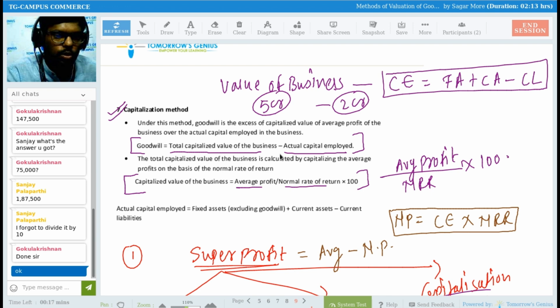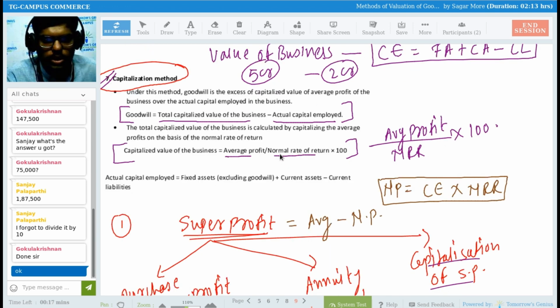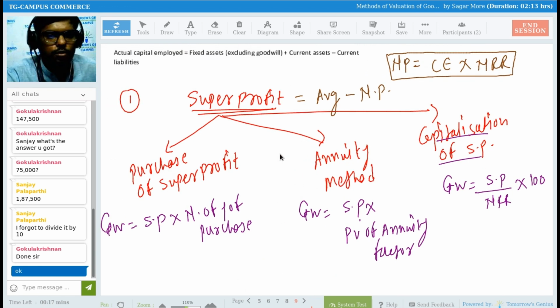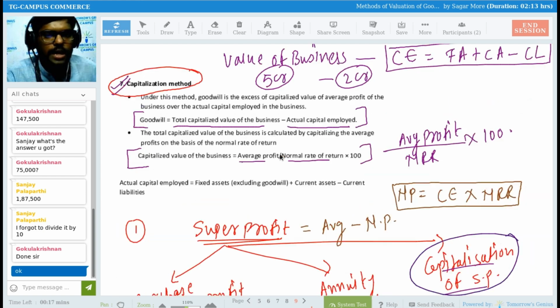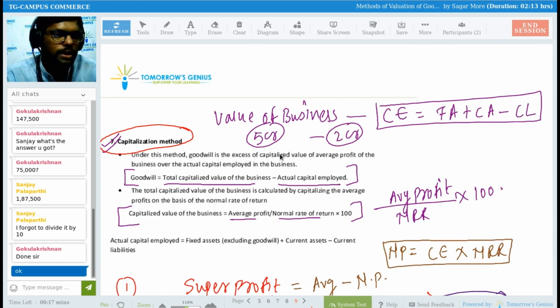Sir, students get confused between this method, the capitalization method, and the capitalization of super profit method. Both methods are different. Capitalization of super profit falls in the category of super profit method, and this method is the capitalization method. Both methods are different, right? So the formula is also different.